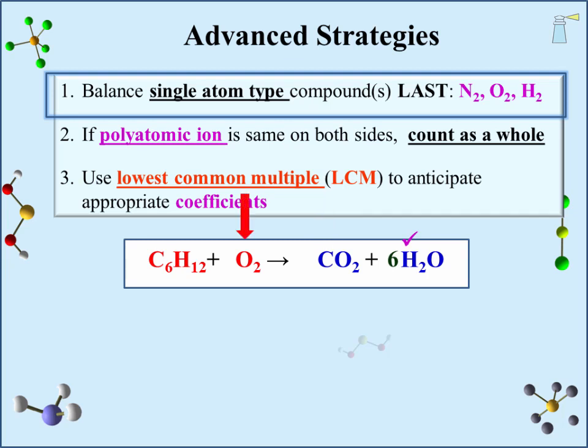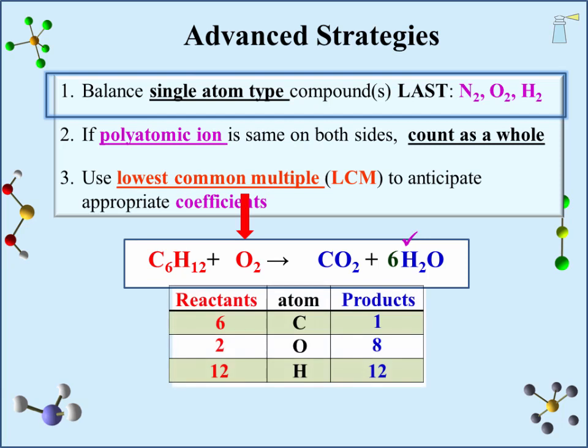The oxygen, the only single atom type compound, is balanced second. This is in contradiction to the strategy. Looking at the tally, incorporating the 6 on the hydrogen, we see that the count of oxygens is 2 on the reactant side and 8 on the product side. That 8 comes from 2 oxygens on the CO2 and 6 oxygens from the water.